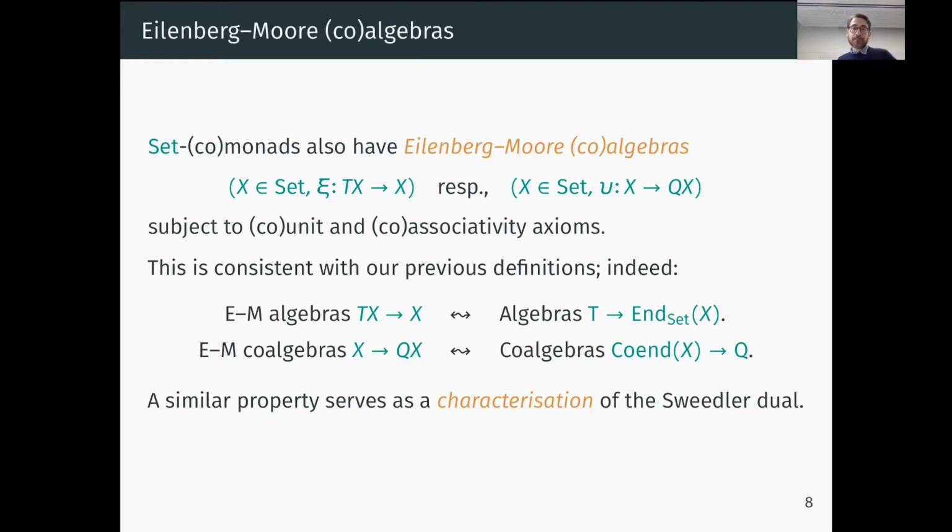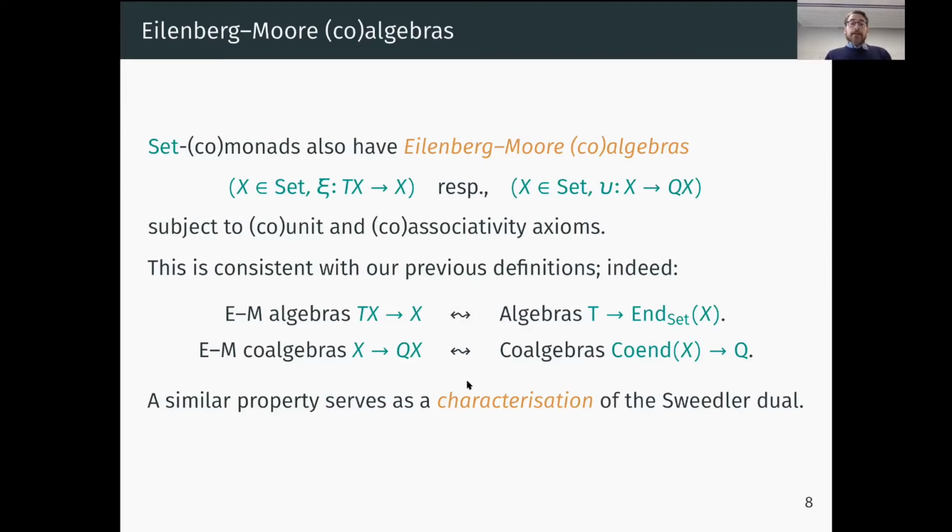Okay? But that's okay, because really these are two different perspectives on the same thing. If I've got an Eilenberg-Moore algebra, a set with a map from TX to X satisfying axioms, that's the same as an algebra structure on X in Set according to our previous definition. Similarly, if I've got an Eilenberg-Moore coalgebra, X to QX, that's the same as a coalgebra for my comonad given by a map from the coendomorphism comonad into Q, in the sense of our previous definition. Okay?